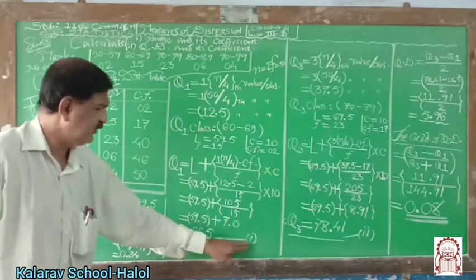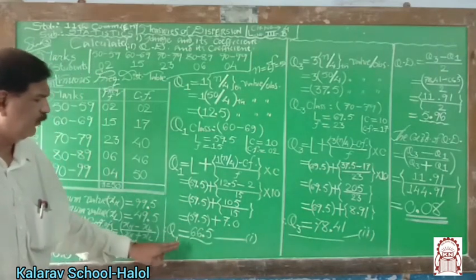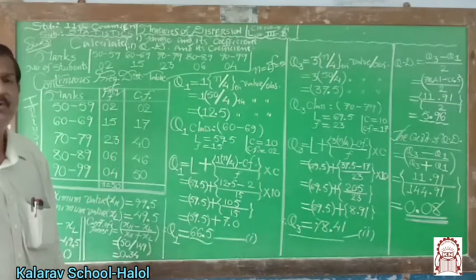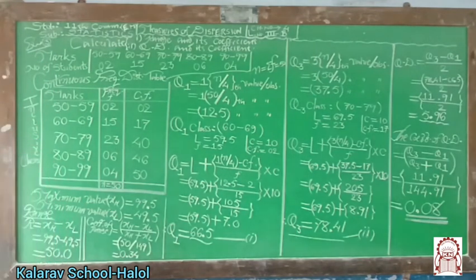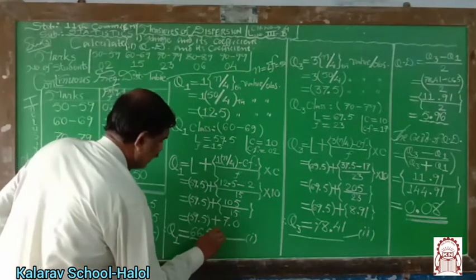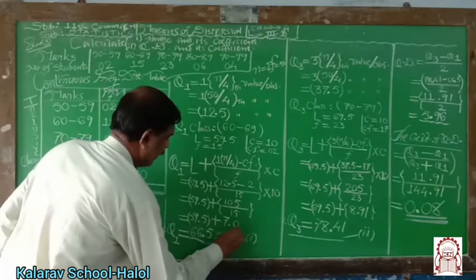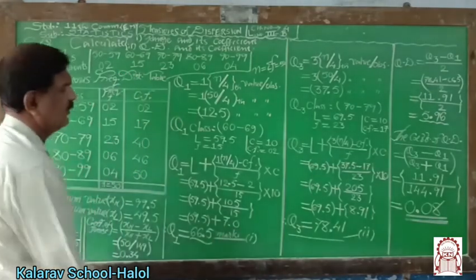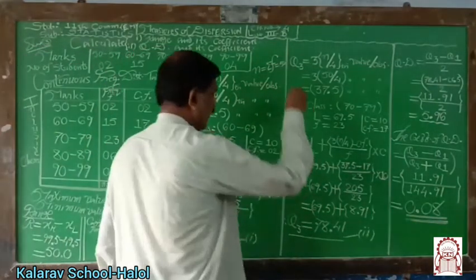This is the result, the value of Q1: 66.5 marks. You must write the unit. These are marks, so we have to write this much marks. Right? And now Q3.